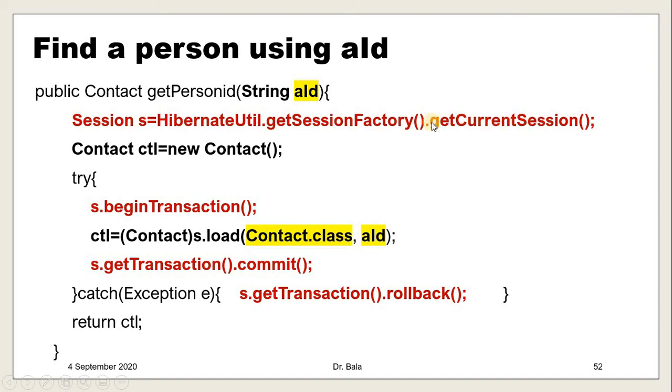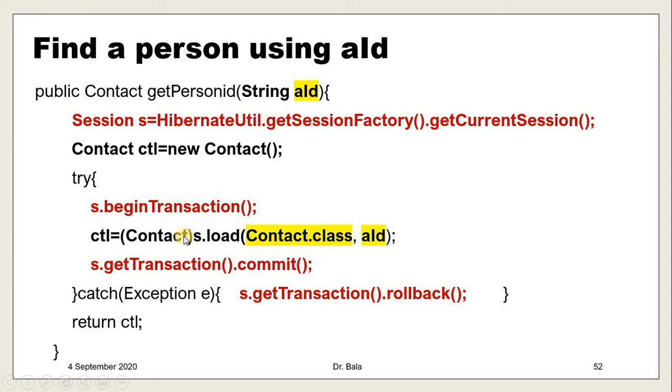So we are going to load the session first of all. After that, in order to find a particular person, I am creating a contact class object here. As before, we begin the transaction, in which we load from our session the contact class, where I find the particular person. Whatever person you want to identify, that person ID we give here.